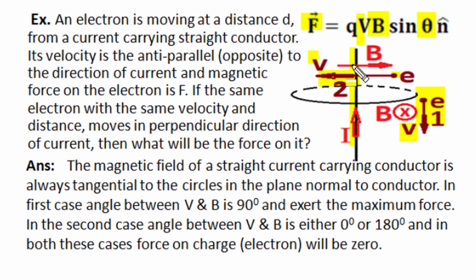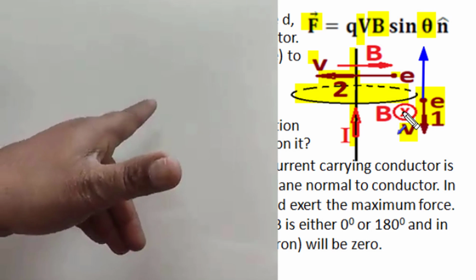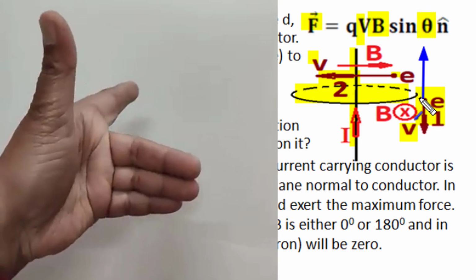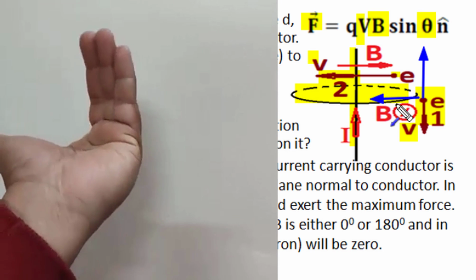So we know a current-carrying conductor produces a magnetic field in the form of concentric circles around it, and the magnetic field direction is tangential to this circle's periphery. In the first case, when the electron is moving in this direction, we presume that a positive charge is moving in just the opposite direction, and the direction of velocity of the positive charge and the magnetic field have an angle of 90 degrees. Sin 90 means the force will become maximum, qvB, and if we use the right-hand corkscrew rule or Fleming's left-hand rule, we'll find that this force is attractive in nature.